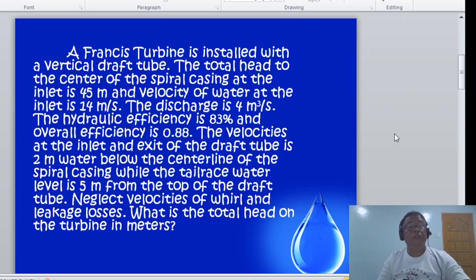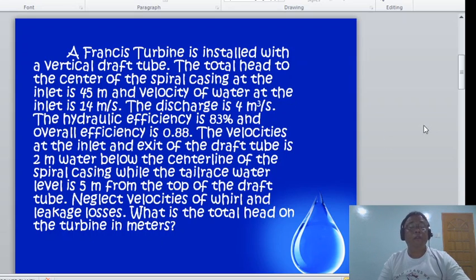The velocities at the inlet and exit of the draft tube are 2 meters. The water is below the center line of the spiral casing, while the tail race water is 5 meters from the top of the draft tube. Neglect velocities of whirl and leakage losses. So what is the total head of the turbine in meters?